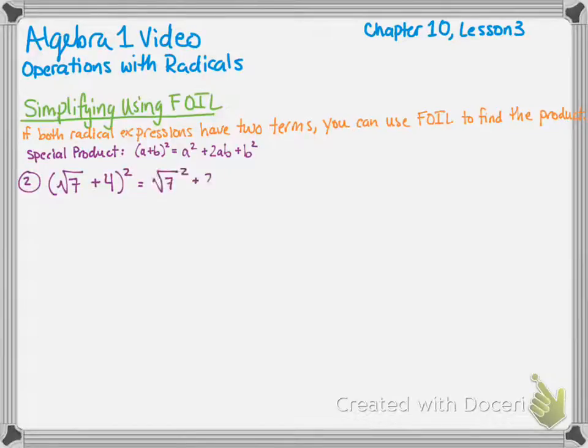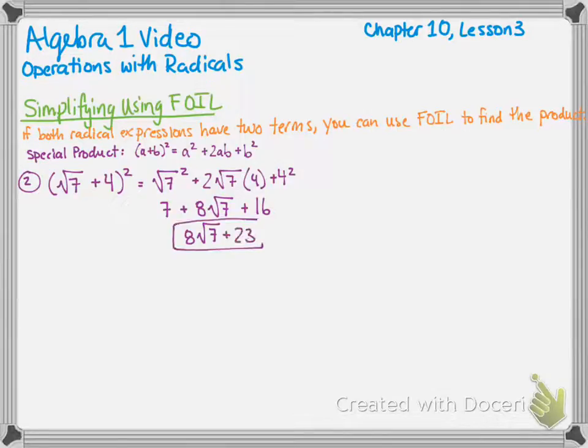So we have the square root of 7 plus 4 squared. So we're going to end up with square root of 7 squared plus 2 times the square root of 7 times 4 plus 4 squared. Check that out. Pretty easy, huh? So use those special products that you learned back in chapter 8 to help you out now in chapter 10.